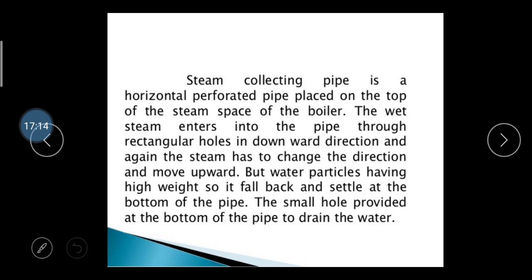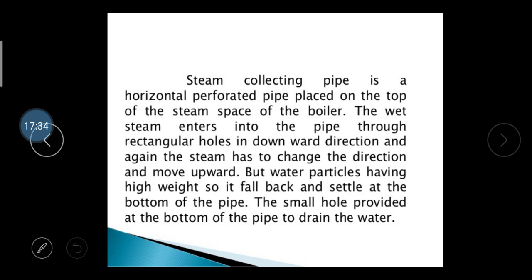The simple logic considered here is that the water weight is higher, so the water settles at the lower part of the plant, the lower part of the Cochran boiler, and the evaporated steam is lighter in weight, so it is considered to be at the top of the boiler.